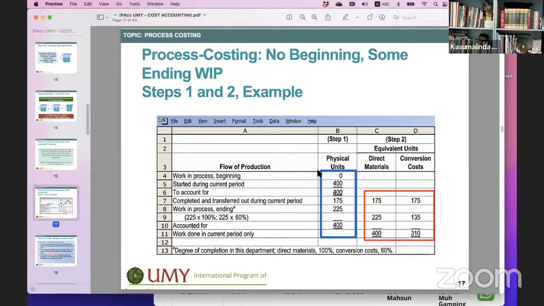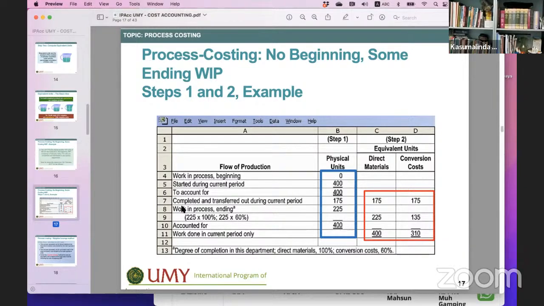Step 1, to calculate the physical units, we have the beginning work in process units, where we have 0 here. Started during the current period is 400 units. When we sum up these two items, we get units to account for, which is 400.